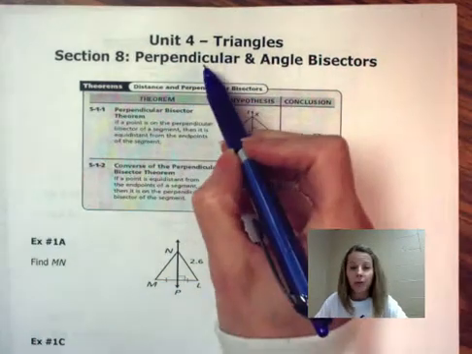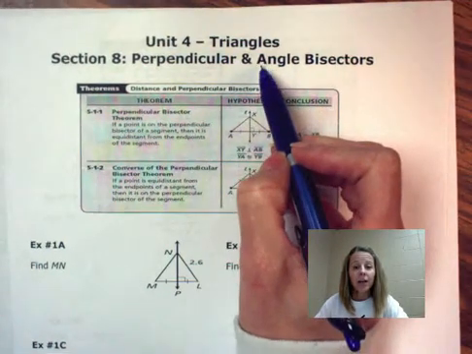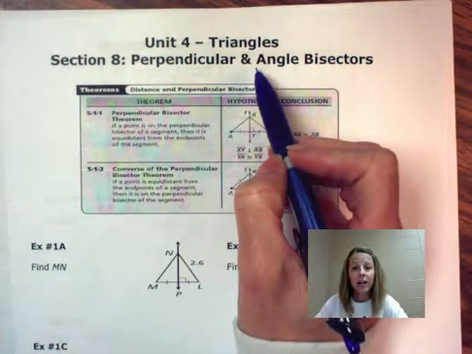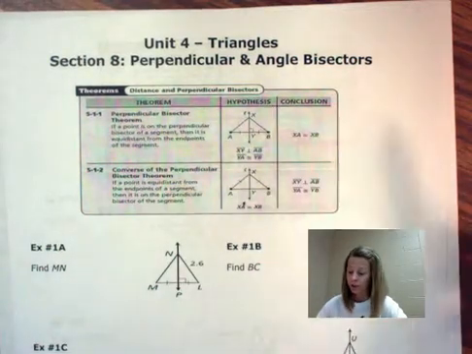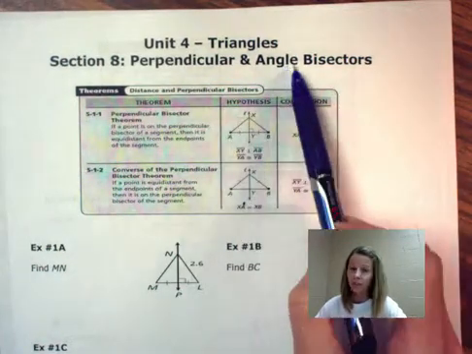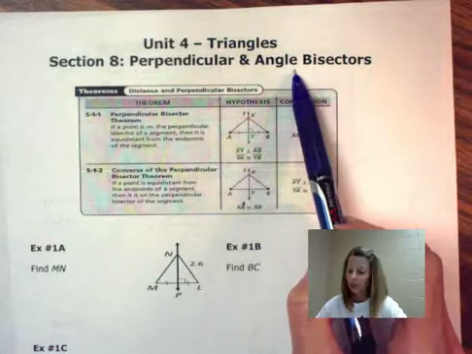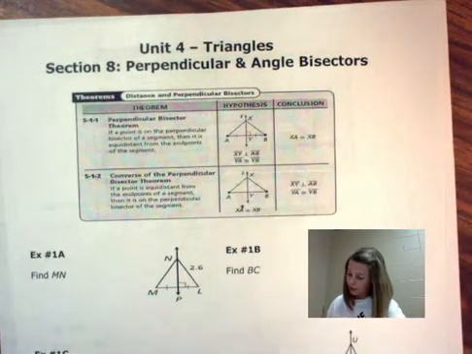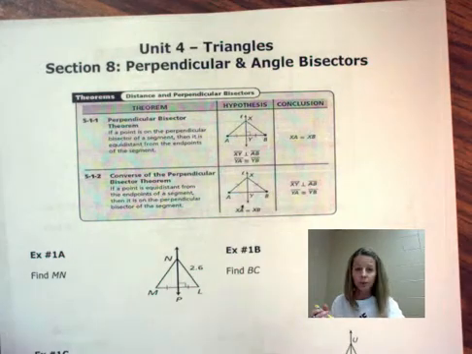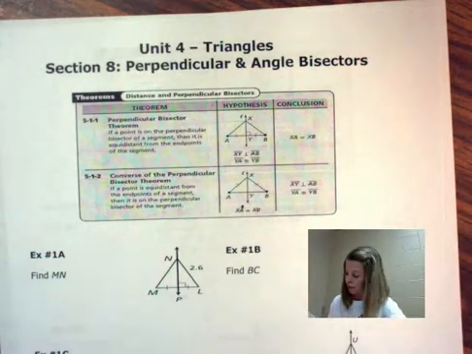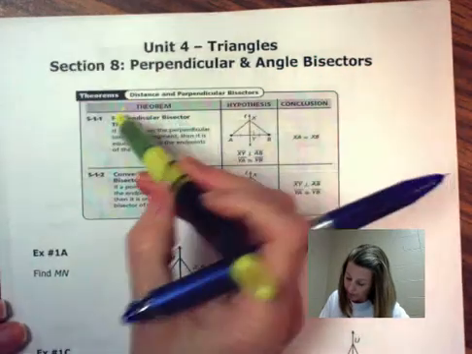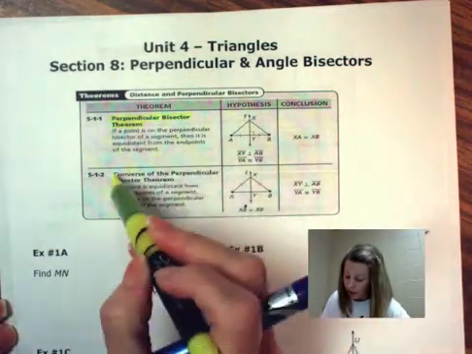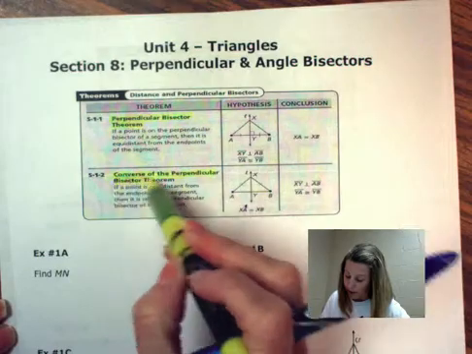Okay, perpendicular and angle bisectors. This section really is just looking at rules and theorems surrounding these two ideas. And we've already talked about these two ideas a little bit, but today we're going to learn a couple rules that go with them. So the first set of rules are the perpendicular bisector theorem, and then the converse of perpendicular bisector theorem.